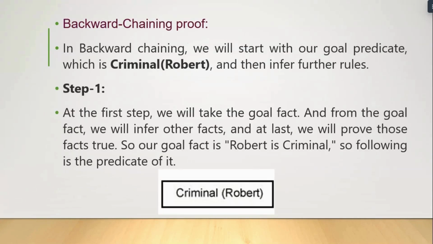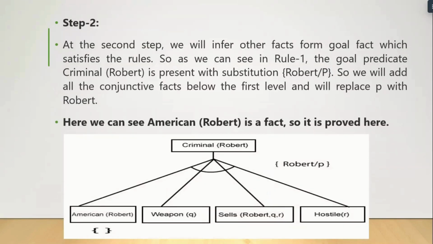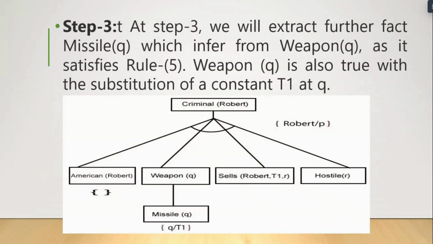So what is the first step? We have to use the implications. We have to prove that the robot is a criminal, so I am taking the goal state directly, right? In step 2, from the goal state we use the implications: American and weapons and sells of P, R. In step 3 we split it like this. We will be exact with the further fact of missile of Q, inferred from weapon of Q as it satisfies rule 5, and weapon of Q is also true with the substitution of constant T1 at Q.